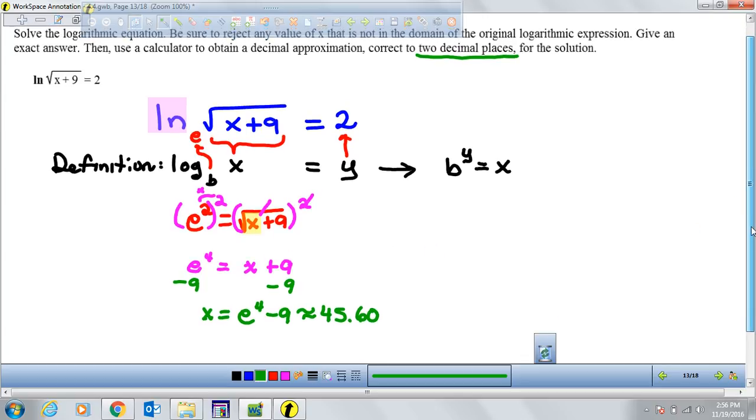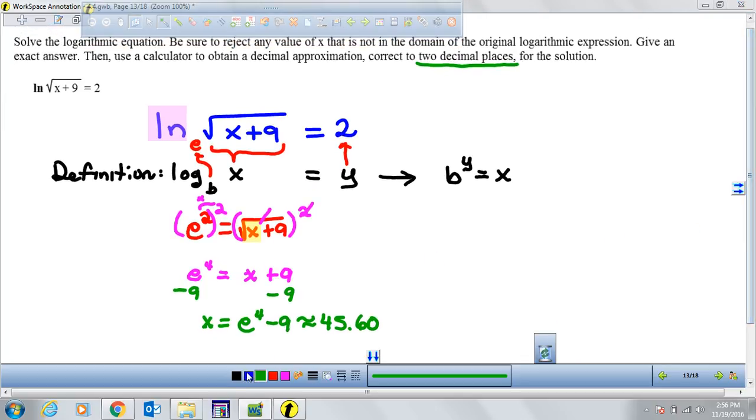Alright. So what we need to do, again, is check the domain. Now, in order for you to check that solution, you need to check the domain. Okay, so the domain of this expression, you always find it by setting the expression right next to the logarithm greater than 0. So x plus 9 must be greater than 0. Okay, so in this case, if I solve for x, I subtract the 9. So the domain of this logarithm says that x must be greater than negative 9.